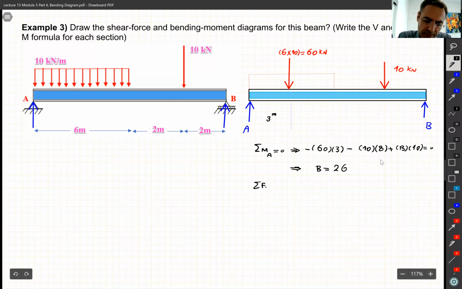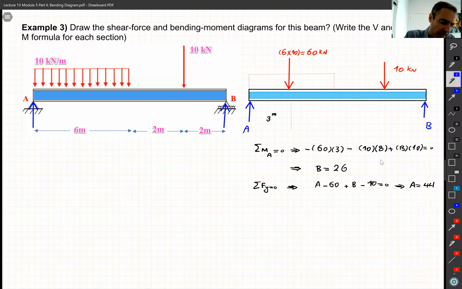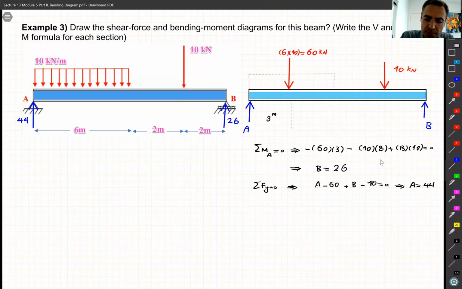Then the sum of the forces in Y equal to 0 gives me A minus 60, plus B, minus 10, equal to 0. From here I can find A, which is 44. So far so good, it's easy. We found A is 44, I write it down over here, and we found B is 26. Then we go to the next step, which is the boundaries.